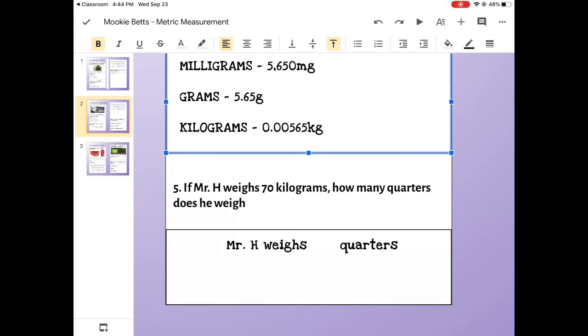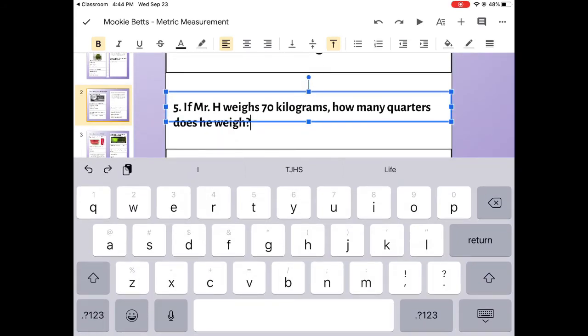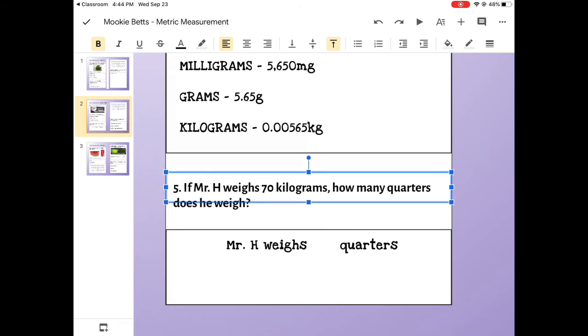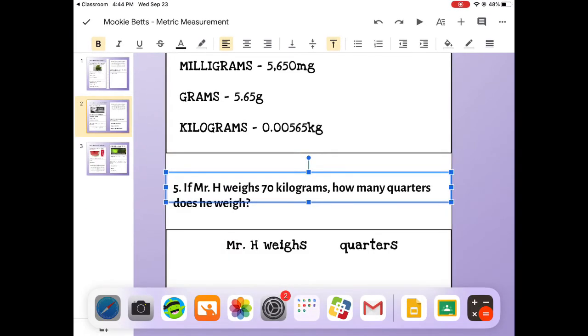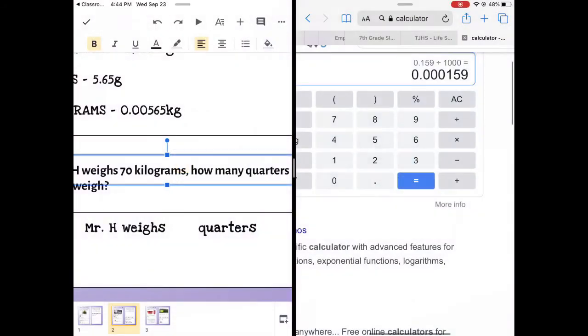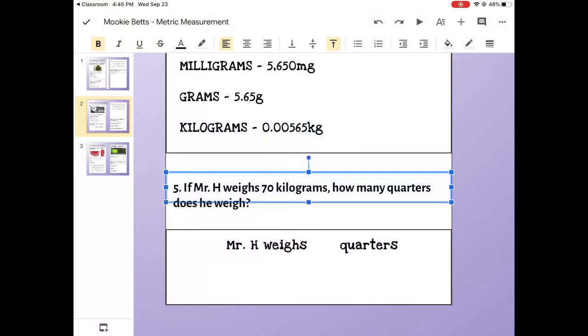The fun part now is if I weigh 70 kilograms, how many quarters do I weigh? There's no question mark there. That's better. So in this case, you would take my weight, 70, and you would divide it by that last number. And so it would be great to split screen the calculator again. So 70 divided by that really tiny number, 0.00565. And I'm not going to hit enter. You'll figure it out and figure out how many quarters would equal my weight.